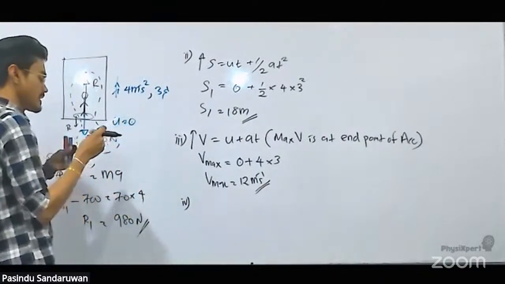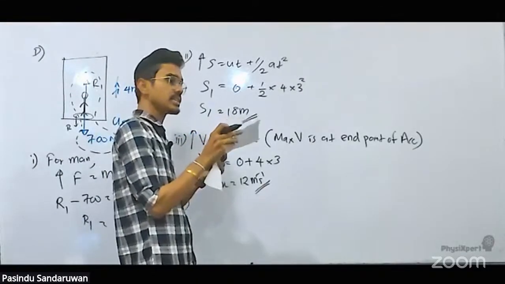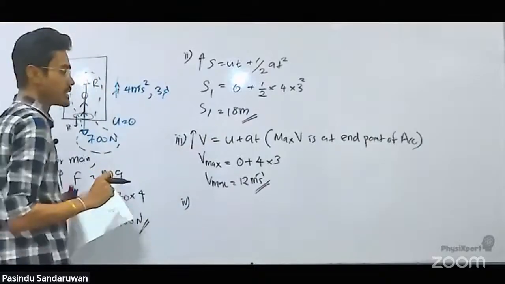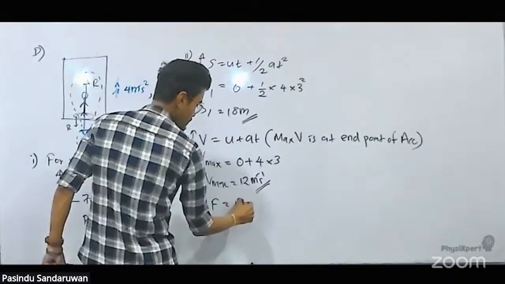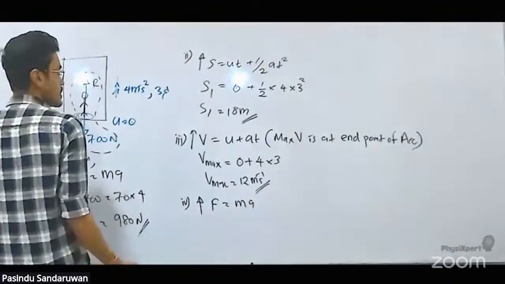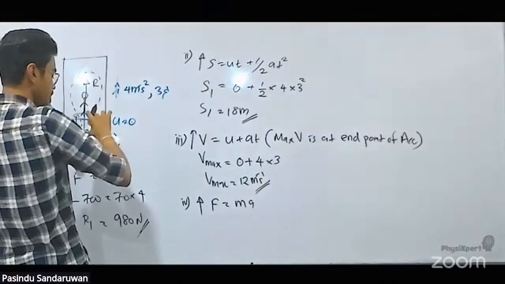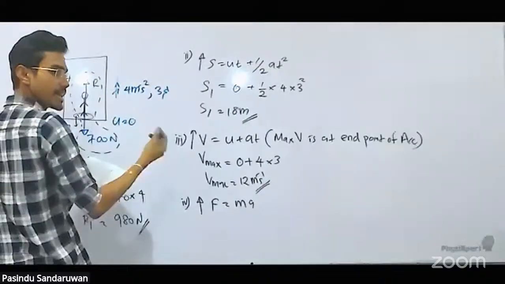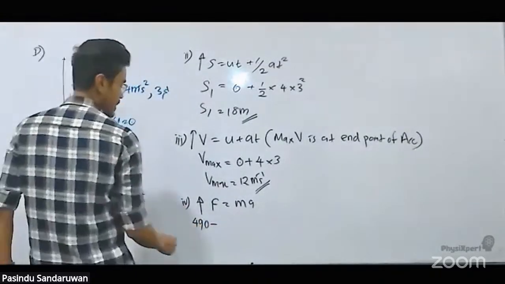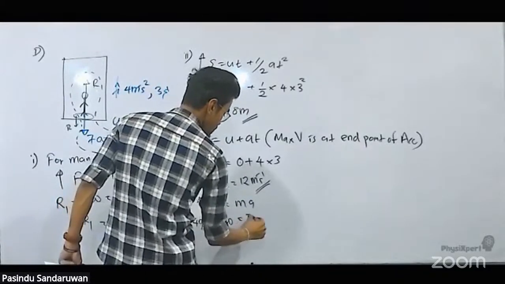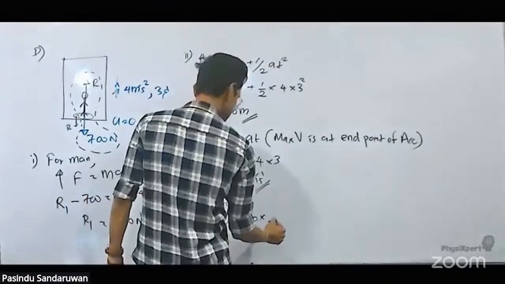Find the value of retardation of the elevator. Now, when it moves with retardation, the reading is given, no? 490. Reading is given. So again, for the man, apply F equals ma upwards. Then upwards we have R, which is given in the retardation as 490. Reading, reaction: 490 minus 700 equals 70 into retardation. Let's consider the retardation as a.